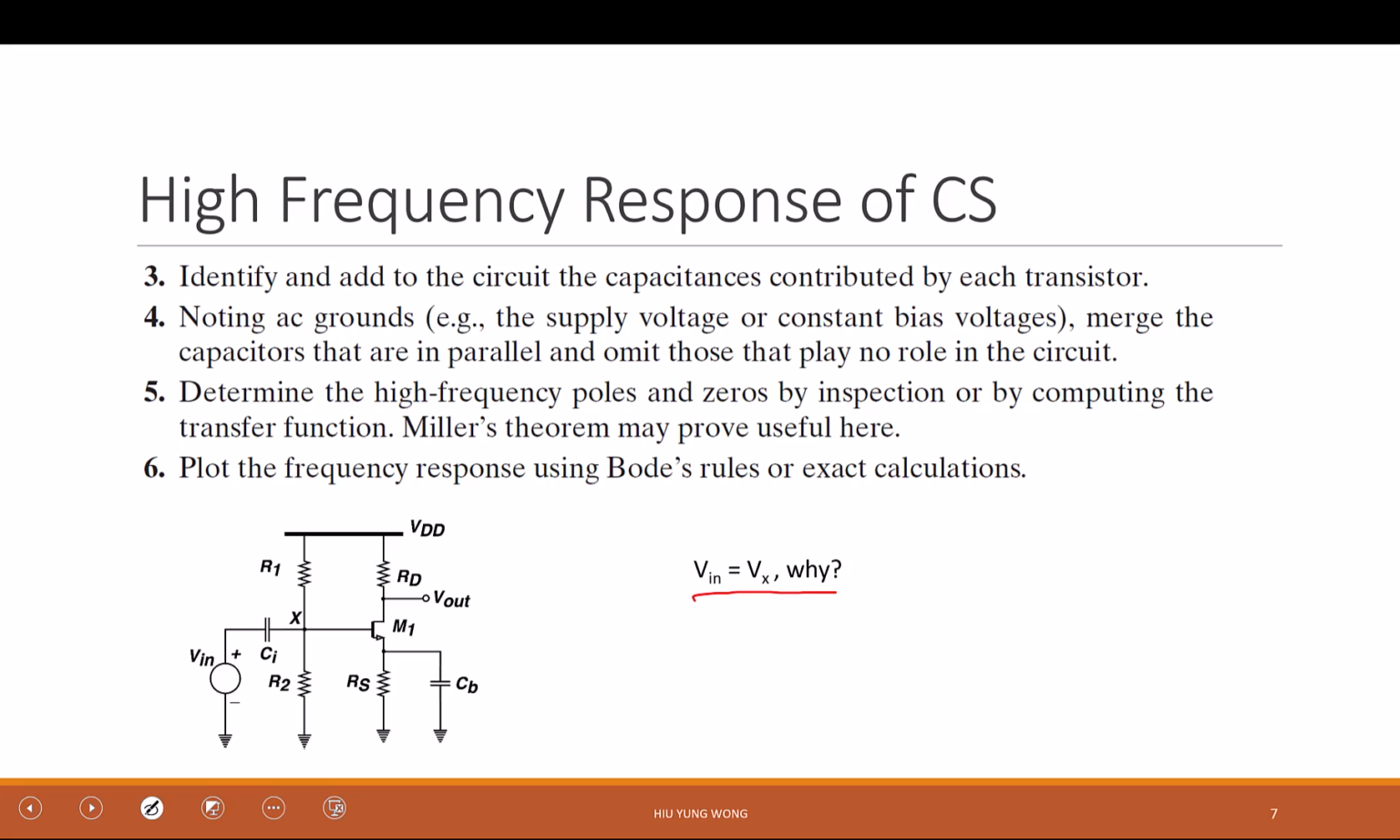They are coupled, yes, and then they are shorted, because the impedance due to Ci equals 1 over j omega Ci, right? And now you are at high frequency, and Ci is also large. So this one is almost equal to 0, right? So you have 0 impedance, then Vin equals Vx. In this analysis, we're doing high frequency, right?